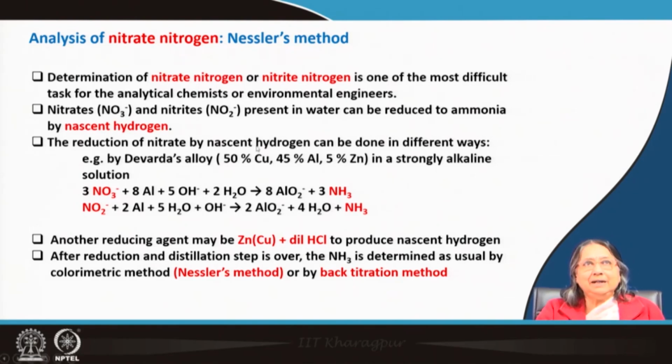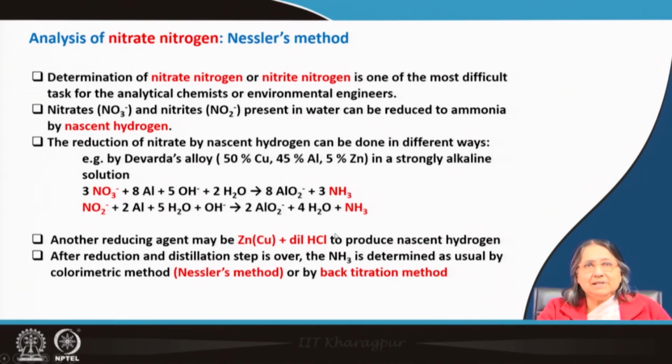The reduction of nitrate by nascent hydrogen can be done in different ways. This is one example. It is by Devarda's alloy. What is Devarda's alloy? Here you see alloy, you know there are many metals. So, copper is there, aluminum is there, zinc is there, and a strongly alkaline solution. So, if you use this Devarda's alloy in strongly alkaline medium, then it will produce the nascent hydrogen and then it will reduce nitrate to ammonia or nitrite to ammonia. So, now you are getting the ammonia nitrogen and now you can apply the same method.